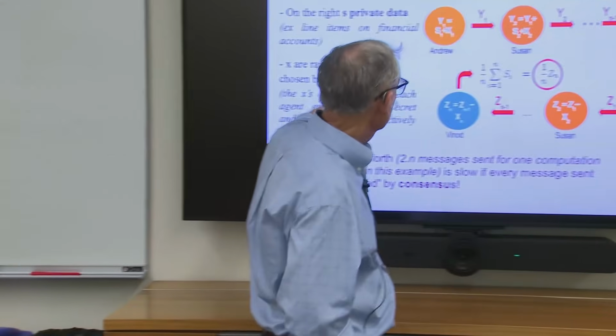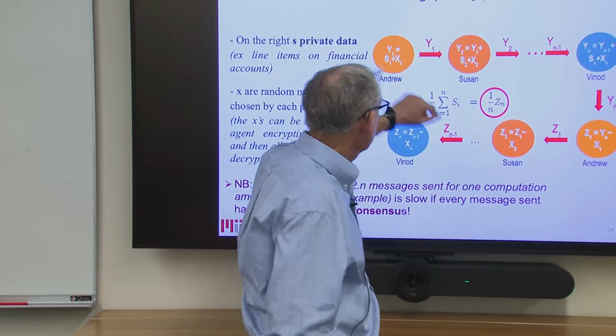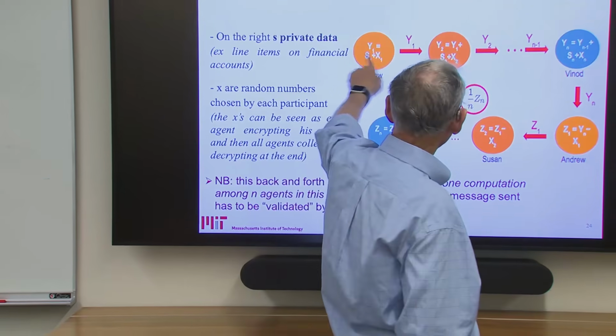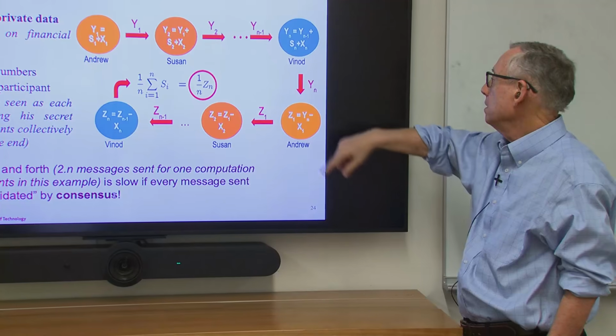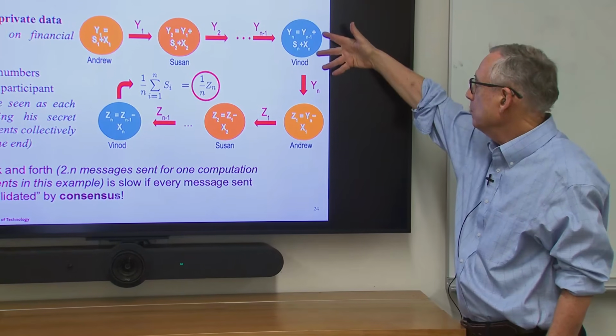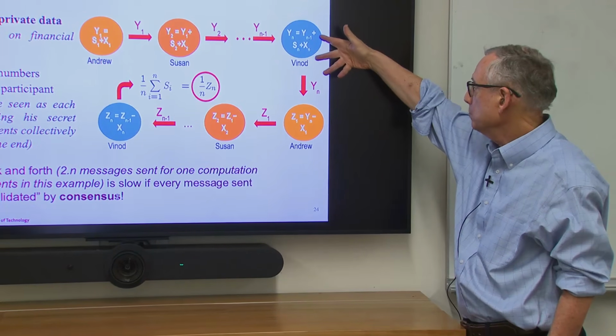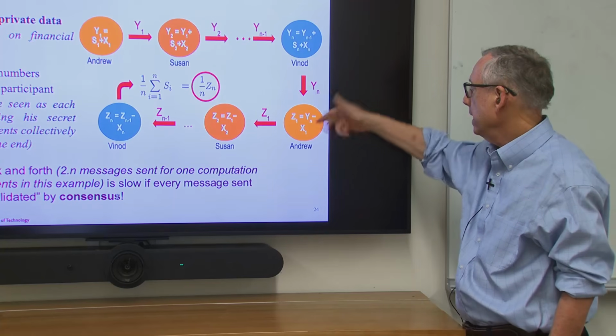Anyway, so Andrew clouds up his wealth or his line item on a balance sheet by X. He sends it to Susan in this order. Susan takes that output, which is obscure to her due to the X, and adds in her secret information and a new noise, and so on up the chain. It gets to the last person who builds on the previous sum to add his secret plus noise. And then you have the sum of secrets and the sum of noises at this point. Then it goes back to Andrew.